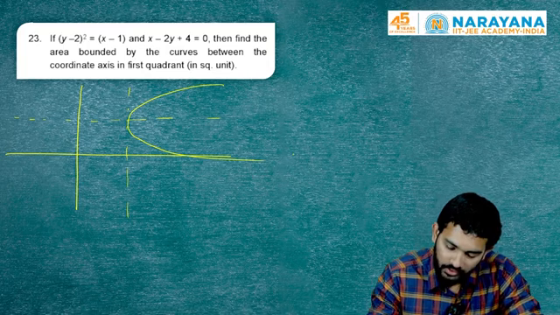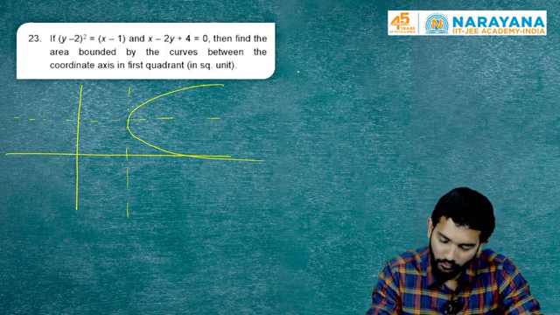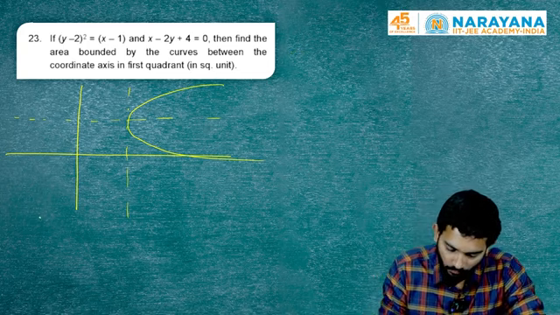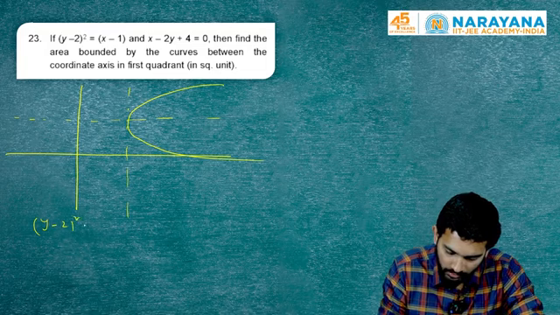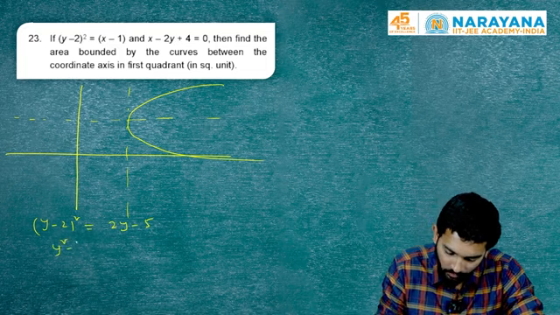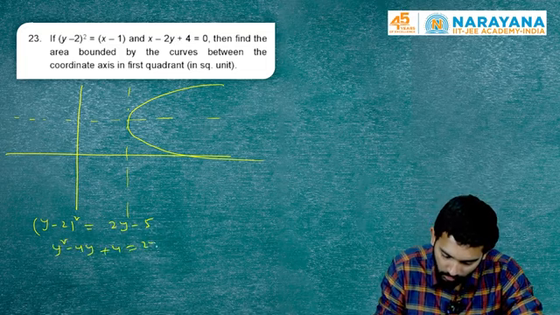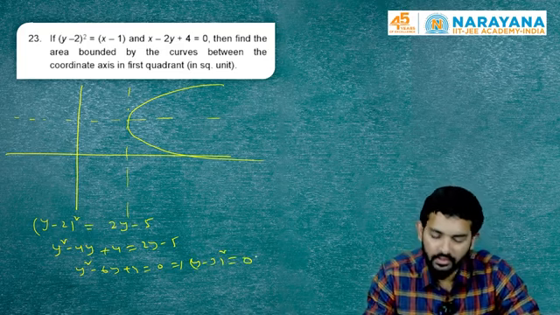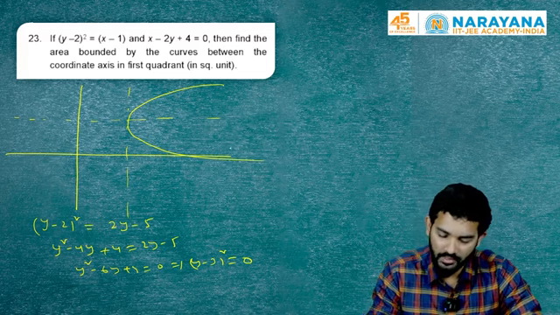And if you observe x − 2y + 4 = 0, if you find the points of intersection with the curve (y − 2)² = x − 1, I can replace x with 2y − 4. So x − 1 is 2y − 5. So this will be y² − 4y + 4 = 2y − 5. This is y² − 6y + 9 = 0, which implies (y − 3)² = 0. Which means it's a perfect square, meaning it is touching the parabola. It is a tangent to the parabola.